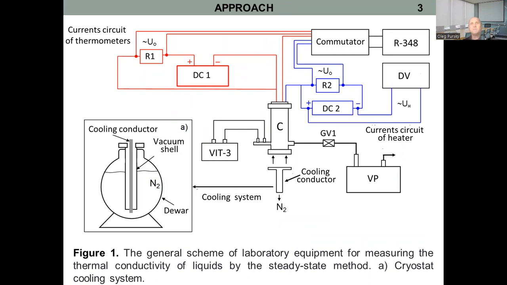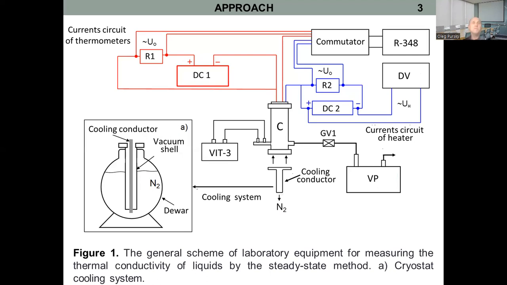The created experimental technique uses the general solution of the coaxial cylinder method, preserving its features and measurement precision in general. The installation allows measuring the coefficient of thermal conductivity of liquids under atmospheric pressure and saturated vapor pressure in the temperature range from 115 to 400 kelvins.